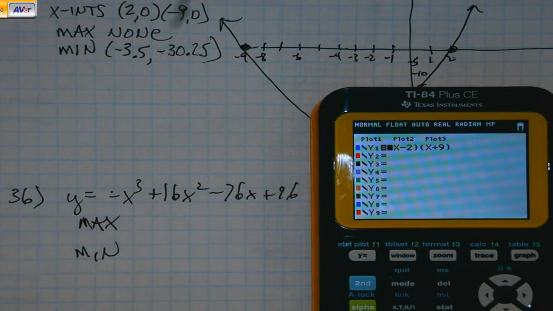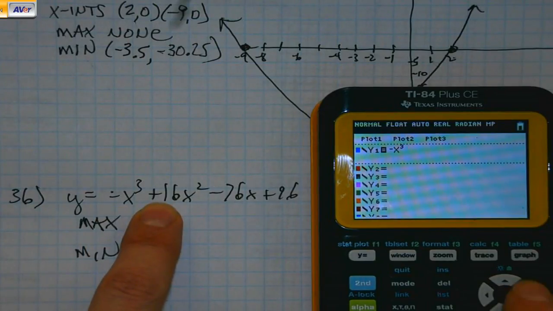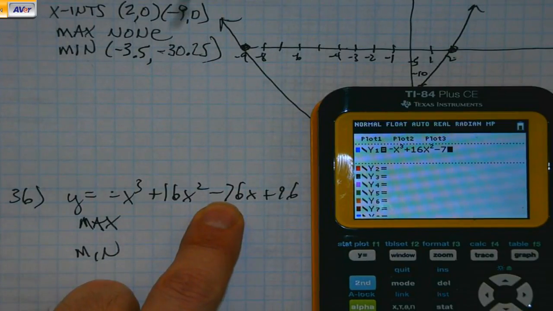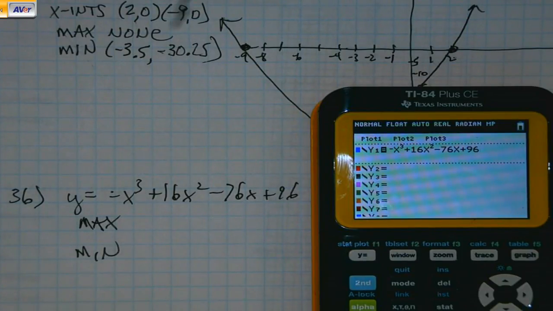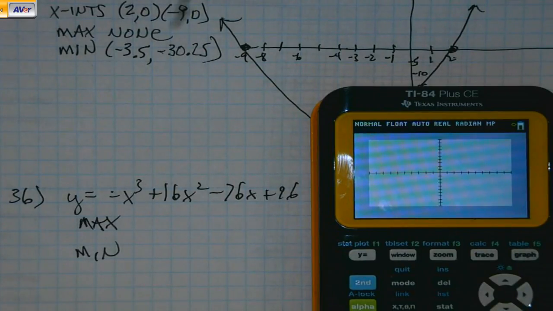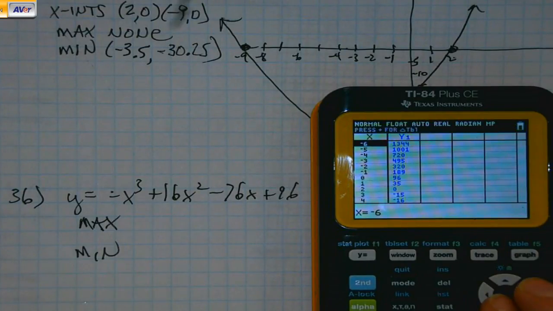So let's see if this is going to fit or if we're going to have to make an adjustment. Negative x to the third plus 16x squared minus 76x plus 96. Why do I have a feeling this is not going to fit on the screen? So negative x to the third plus 16x squared minus 76x plus 96. Go. Oh. Well, I see part of it. It looks like it's going off the screen to the right, so we're going to have to extend x.